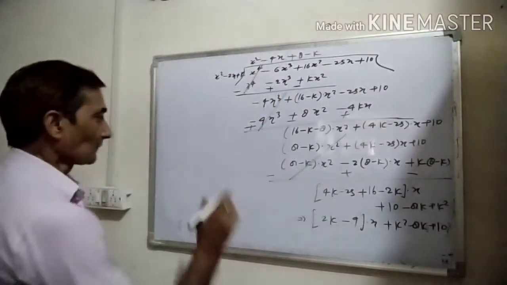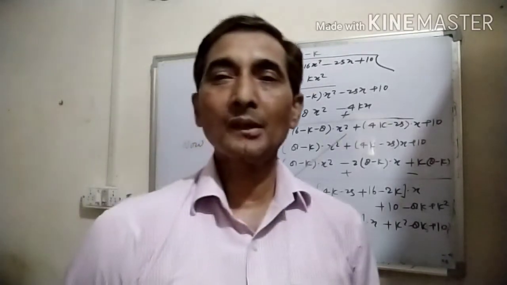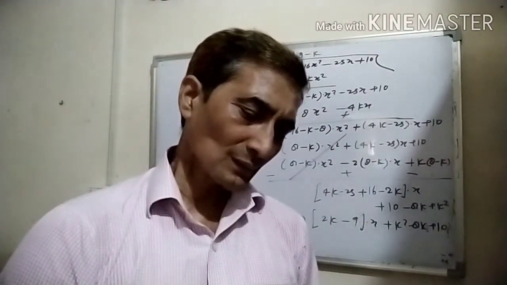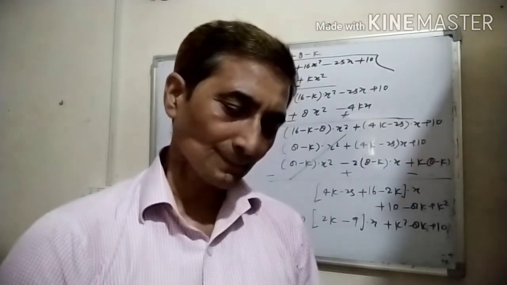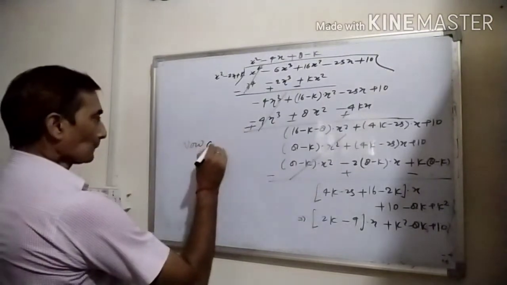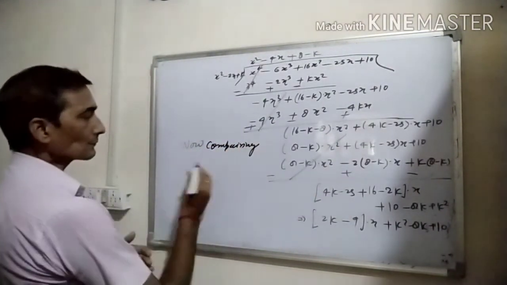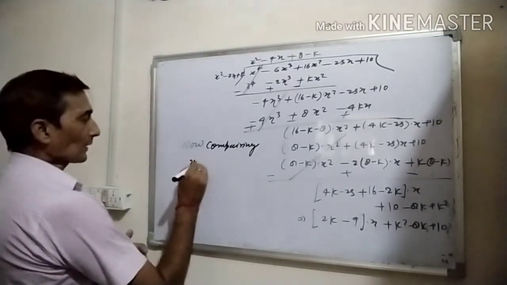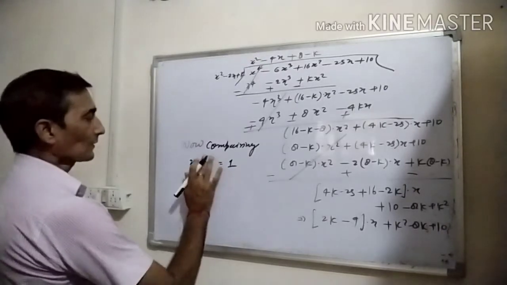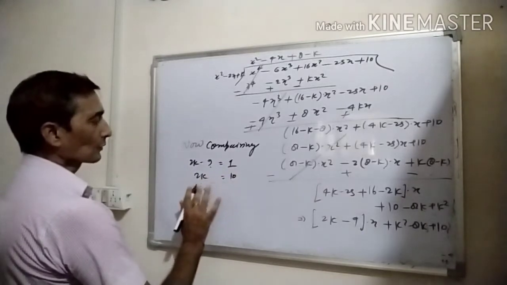Now by comparing the given remainder with the obtained remainder, by comparing, the coefficient of x gives 2k minus 9 equal to 1. So 2k equal to 10, now k equal to 5.